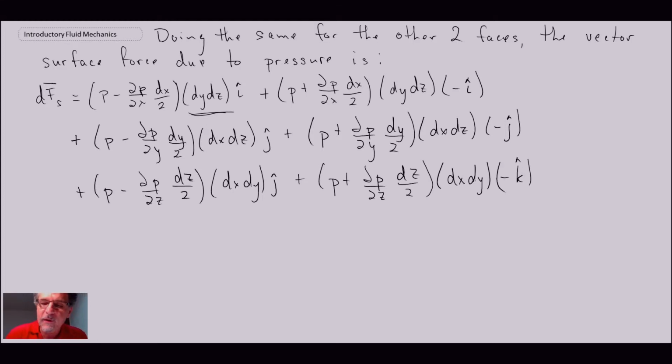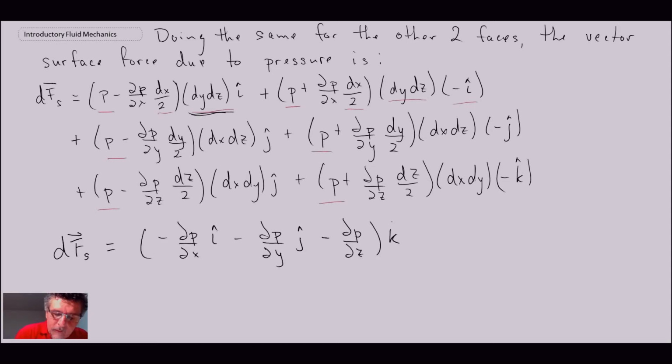Okay, so we get that for the vector surface force due to pressure. What we'll notice to begin with is that this pressure and this pressure cancel out because we have the minus i with the unit vector, and similarly this and this and this and this. So those pressures disappear. And the other thing is we have dx over 2 and dx over 2 multiplied by dy dz, dy dz. Those are the same, so they add up, and instead of dx over 2 you just get dx. And so we can rearrange this, and we get the vector surface force due to pressure as being the following, multiplied by dx, dy, dz, which happens to be the volume of the fluid element.